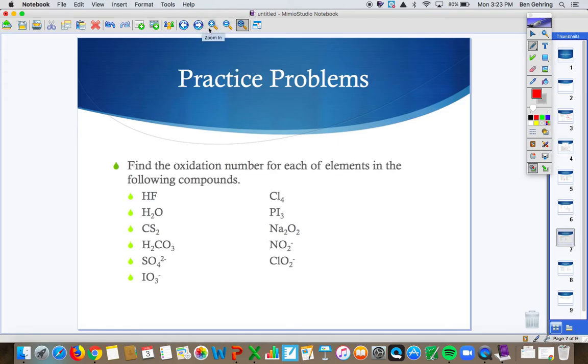So here are some more oxidation numbers. You can practice on these as well. HF, H2O, CS2, carbonic acid, sulfate, iodate. This should be Cl2. Sorry about that. PI3, Na2O2, nitrite, and chloride. So try those. I have the answers on the next slide, so you actually get answers on these. Pause the video, try those, and then join me again.